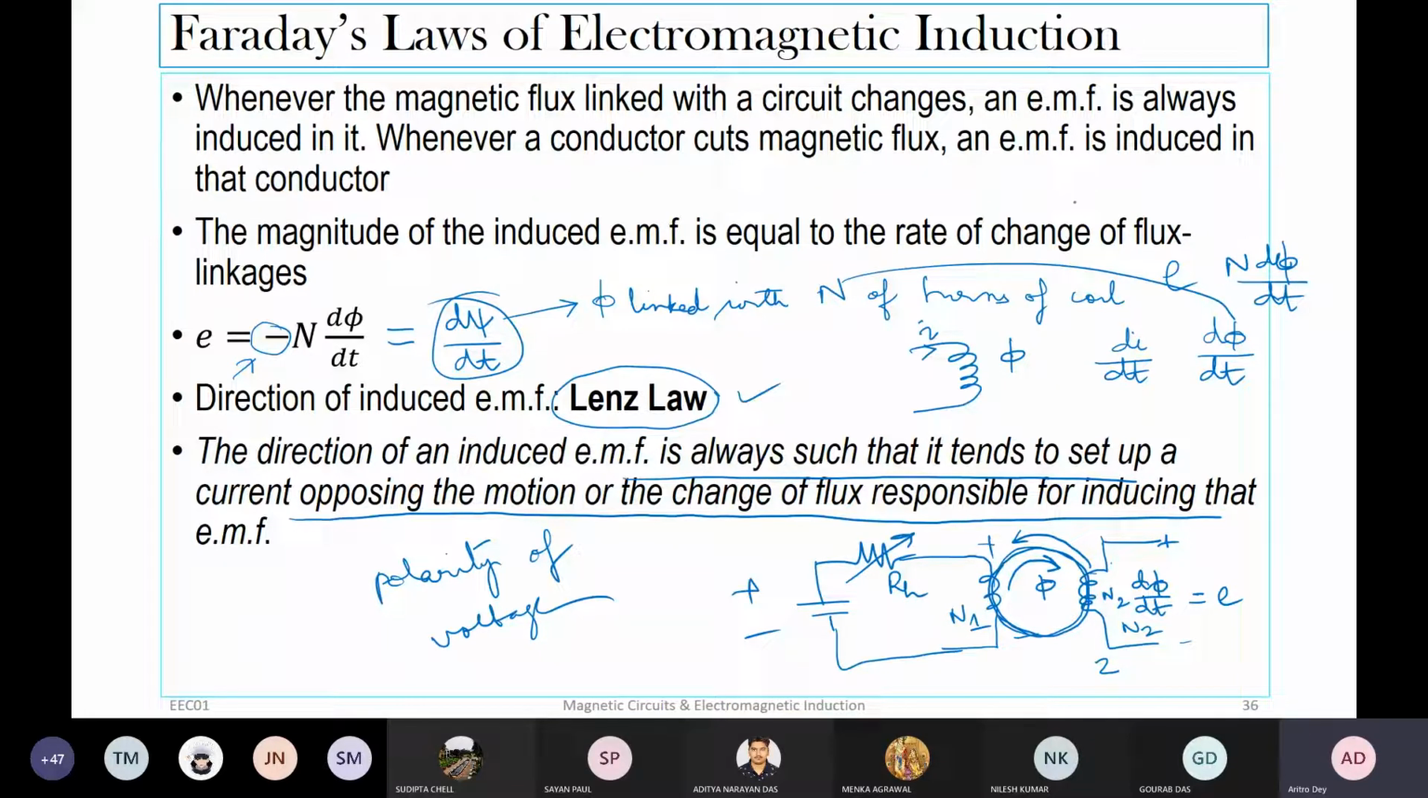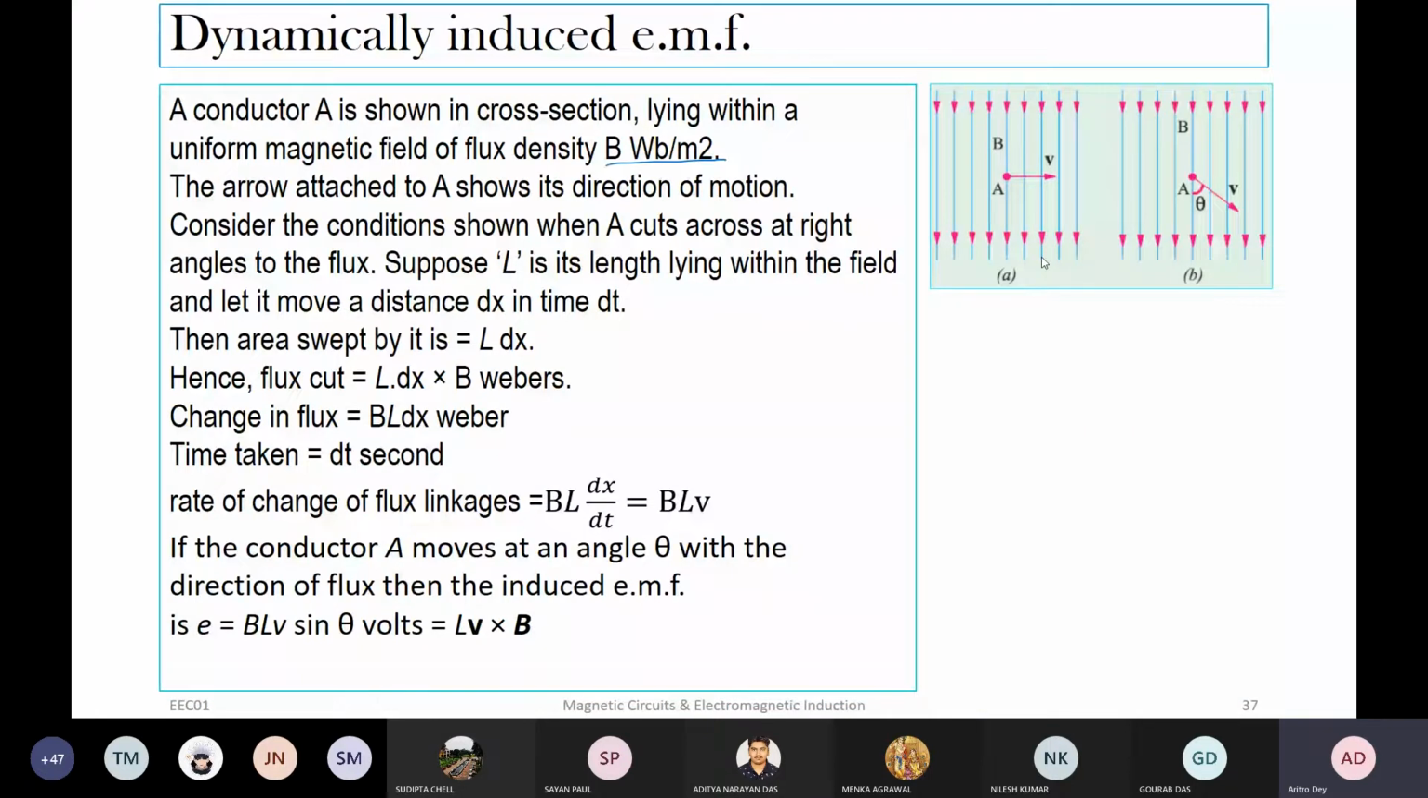Electromagnetic induction, then Faraday's law, and Fleming's left hand rule and right hand rule, you have learned, I hope. Whenever we talk about dynamically induced emf, we can relate it with Fleming's right hand rule, because the right hand rule is your generator rule, isn't it?